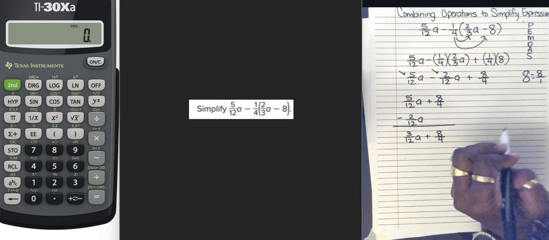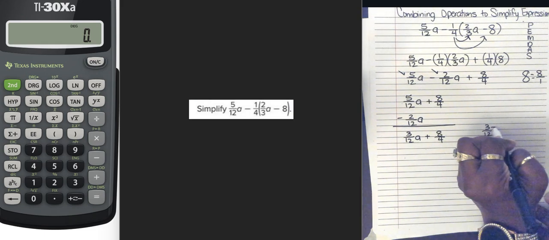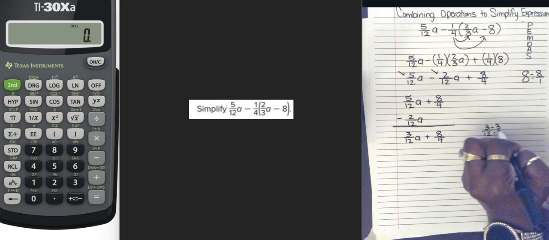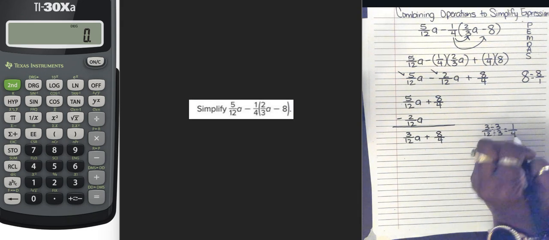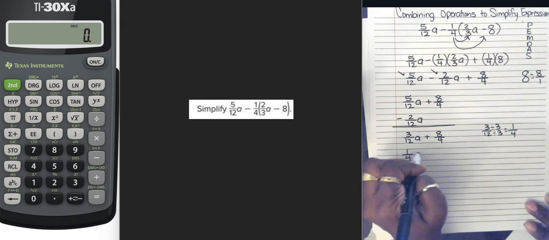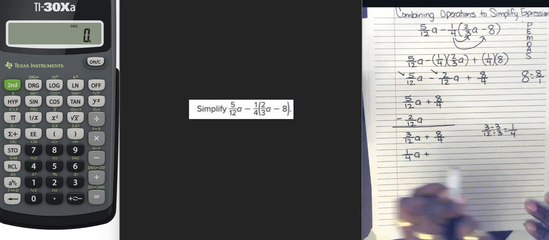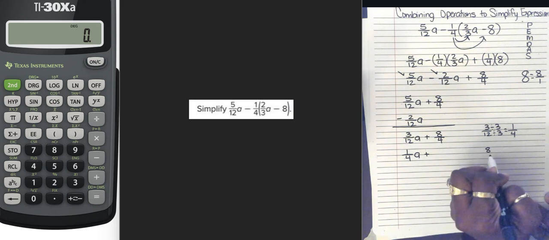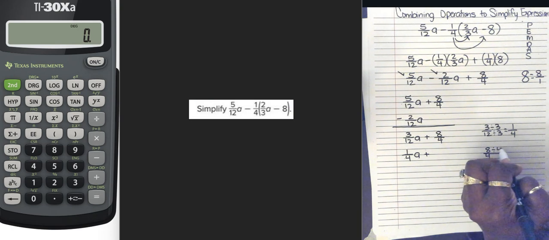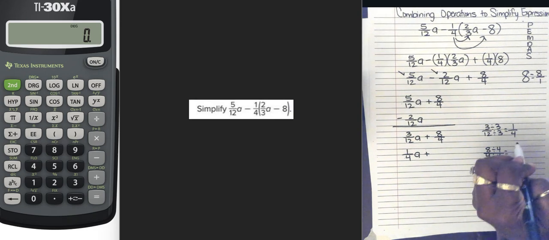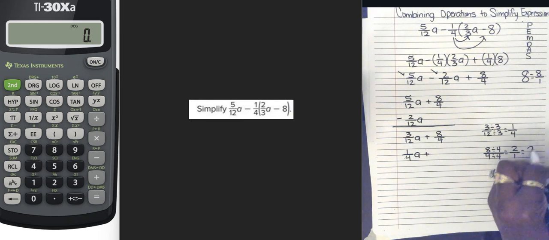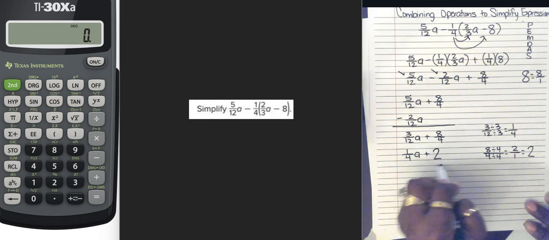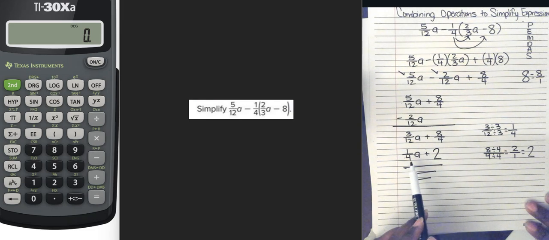So we have 3/12. I know that I can divide both my numerator and denominator by 3. All right, so 3 divided by 3 gives me 1. 12 divided by 3 gives me 4. So that becomes 1/4 a. Okay, plus 8/4. I know that I can divide both of them by 4. So 8 divided by 4 is 2. 4 divided by 4 is 1. So this is the same thing as 2/1, which is the same thing as 2 wholes. So this is your answer here: 1/4 a plus 2.